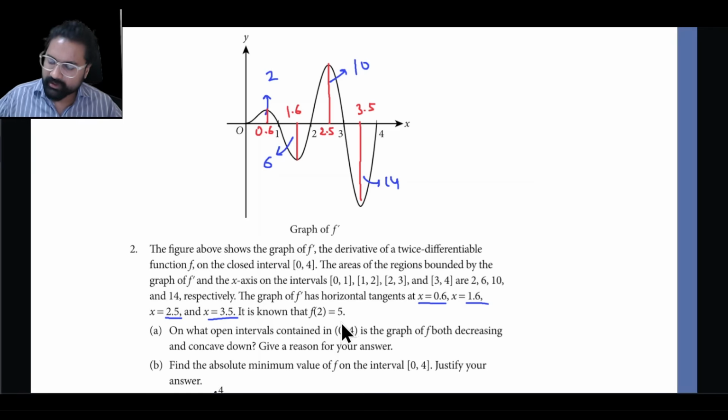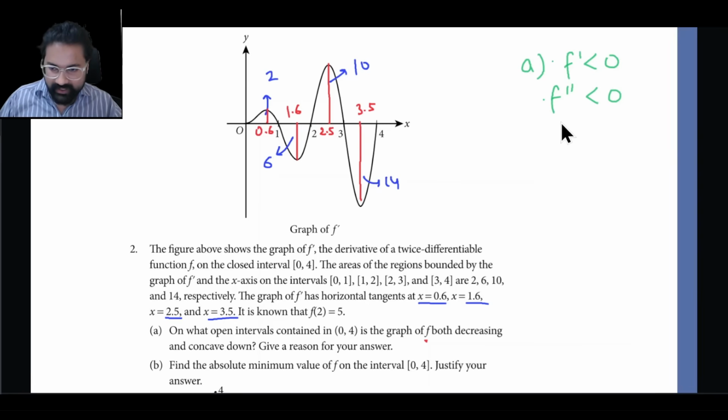On what open interval in 0 to 4 is the graph of f, not f prime, f decreasing and concave down? So f is decreasing when its derivative is negative, and f is concave down when its double derivative is also negative, right? Double derivative negative, another way to say, is f prime should be decreasing. I hope this is clear. This is pretty important: f prime negative means the function is decreasing, and f prime decreasing means the function is concave down.